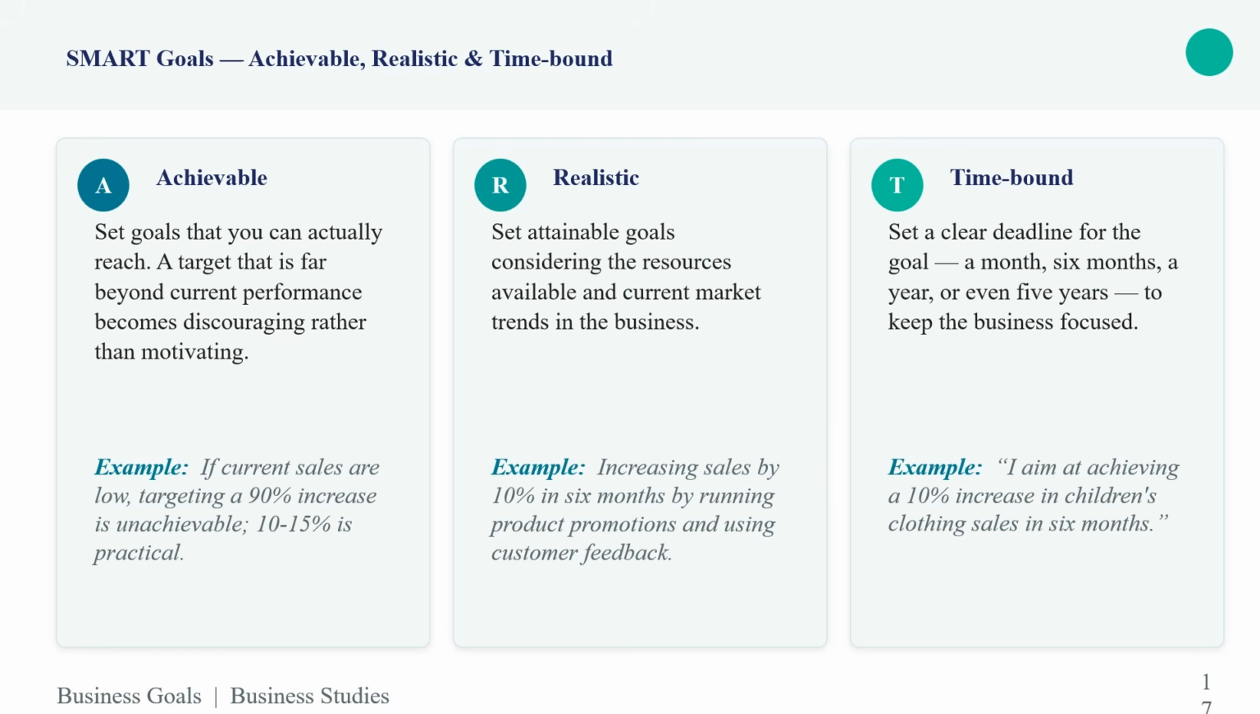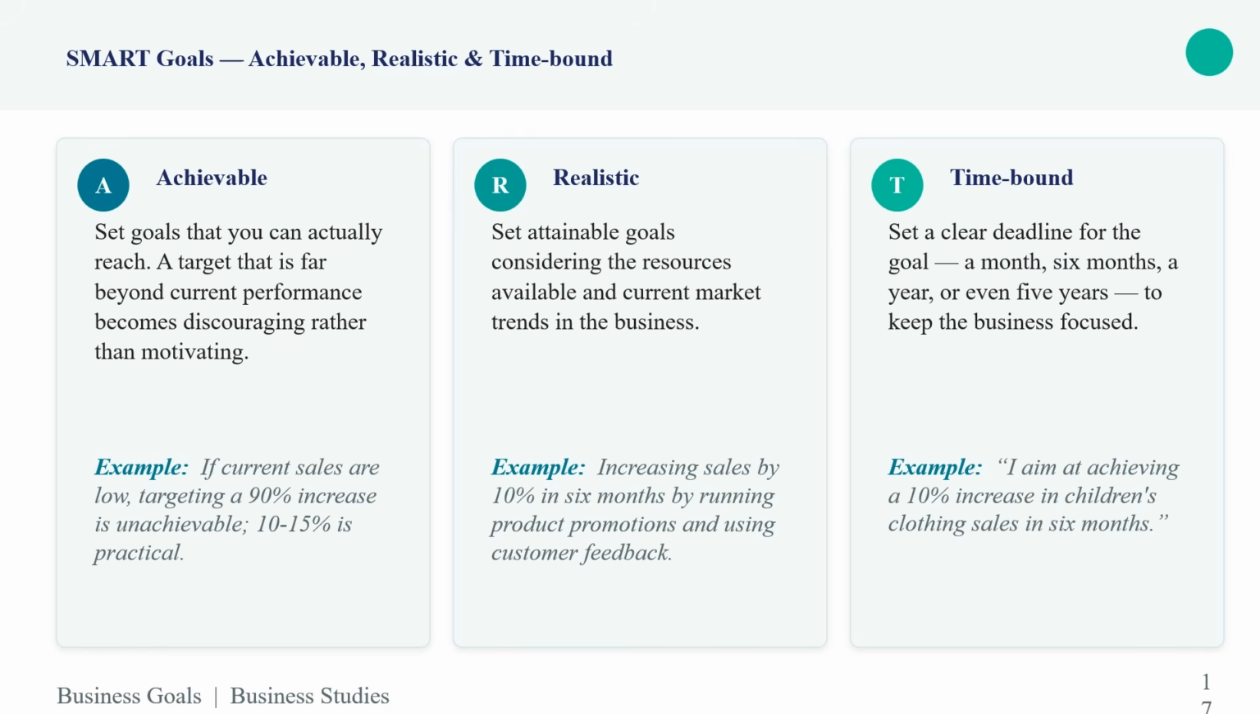Achievable. A stands for achievable: set goals that you can actually reach. A target that is far beyond current performance becomes discouraging rather than motivating. So if current sales are low, targeting a 90% increase is unachievable. 10 to 15% is practical.